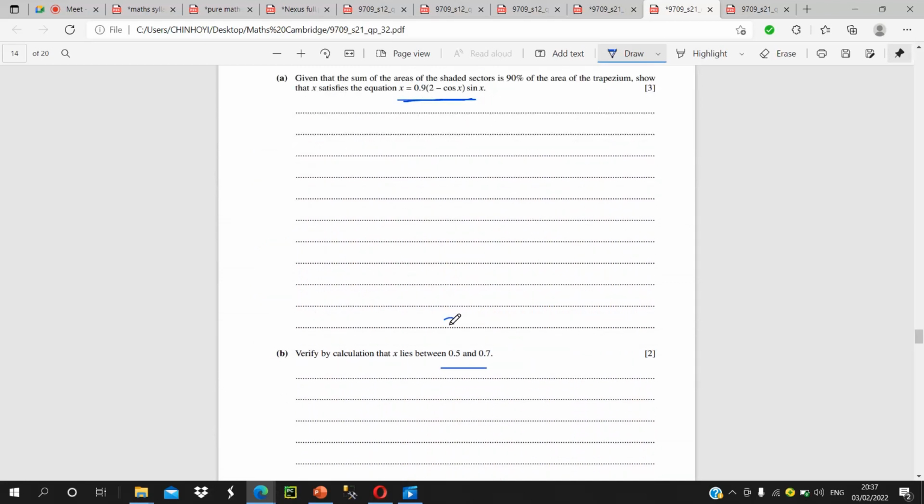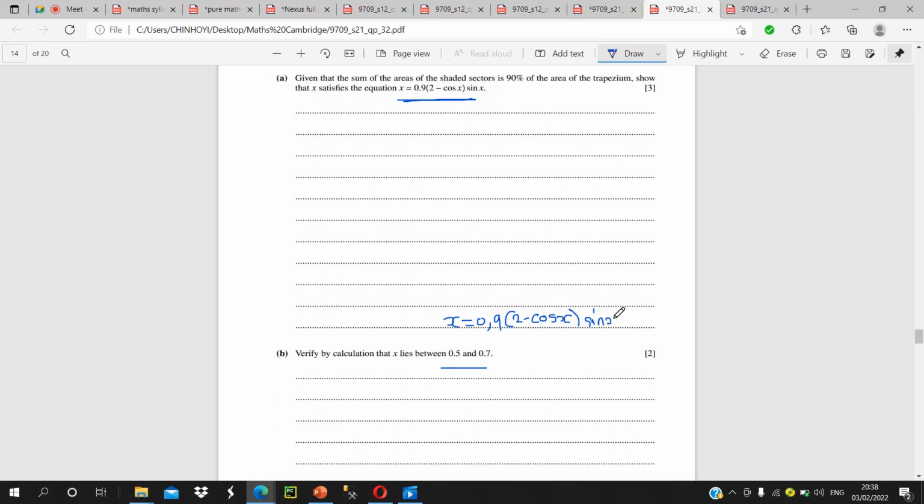Here will be our equation: x equals 0.92 minus cos x. That is the equation. We are going to start at this point, because this is the equation that we want to deal with.